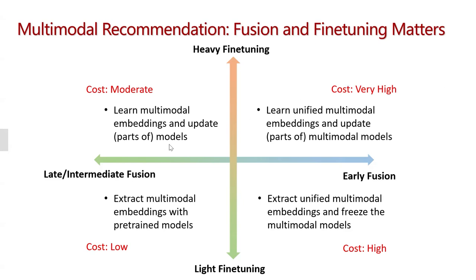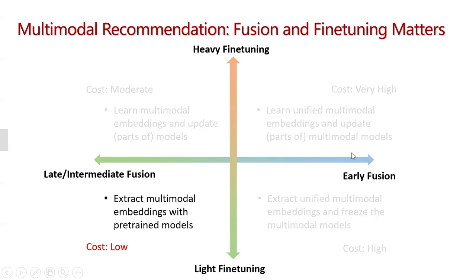In my following discussion, I will discuss the four areas respectively. Let's start from the lower left corner. In this area, we extract the multimodal embeddings with pre-trained language models or pre-trained image backbones. We do not fine-tune these models in our systems, and we fuse these multimodal features in the very top part of the model. So this is late or intermediate fusion.